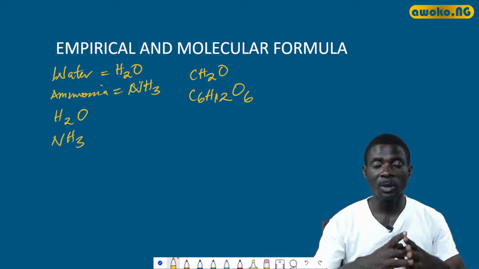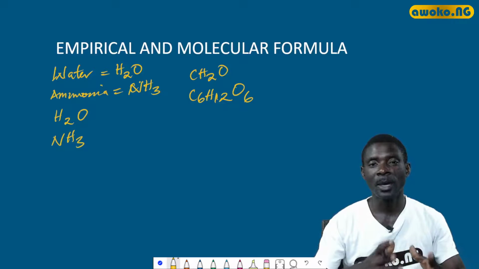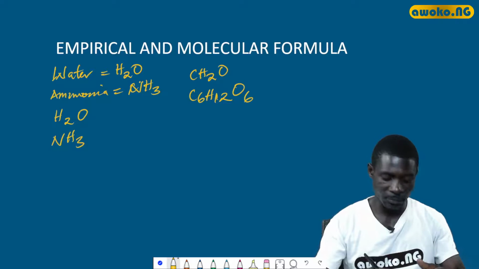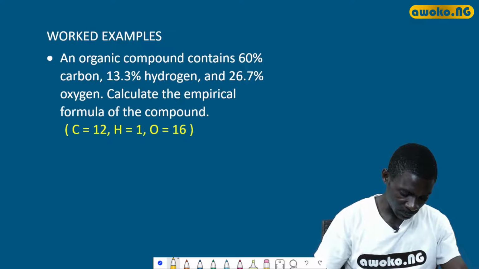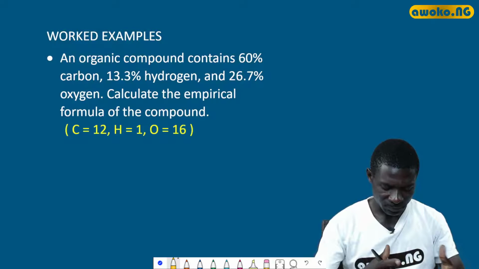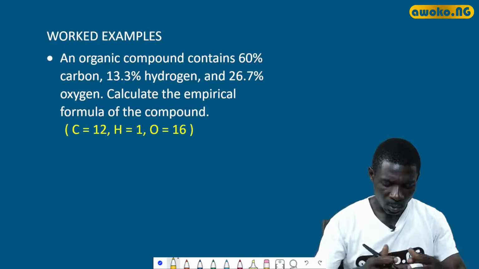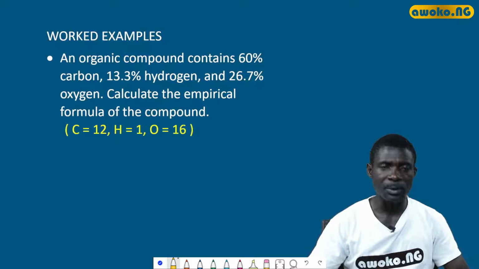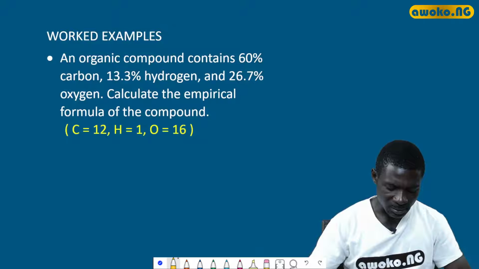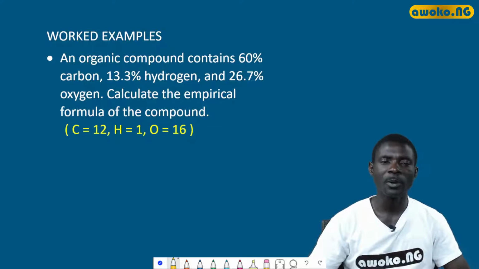Now let's take a look at some examples on how to calculate the empirical and molecular formula of a compound. Let's take a look at our first example here. We have a question that says: an organic compound contains 60% carbon, 13.3% hydrogen, and 26.7% oxygen. Calculate the empirical formula of the compound. That is, we have to determine the simplest formula of the compound.